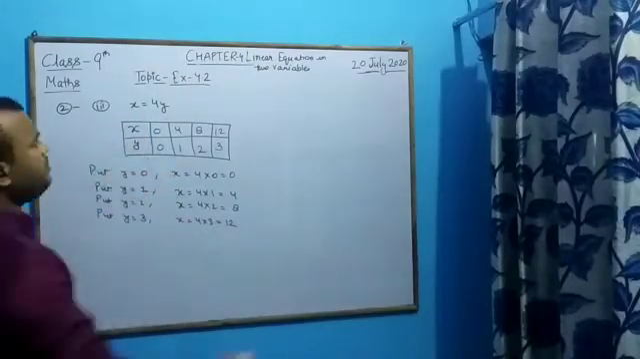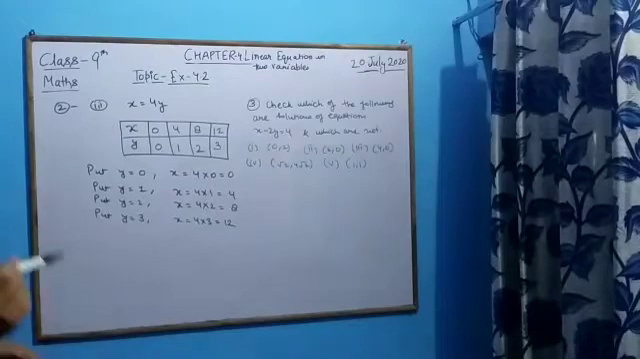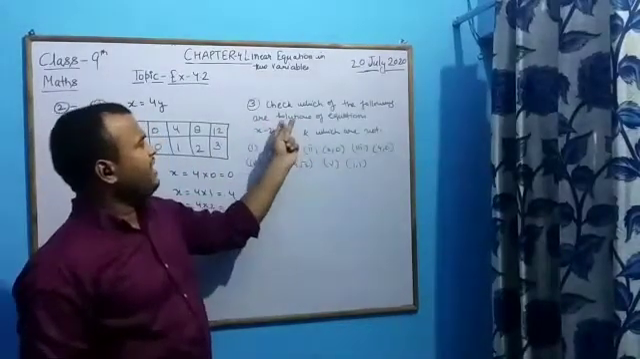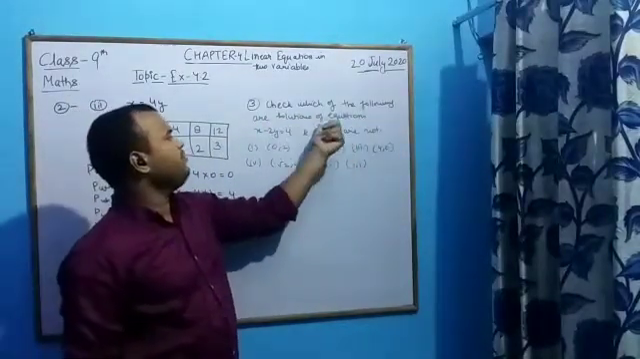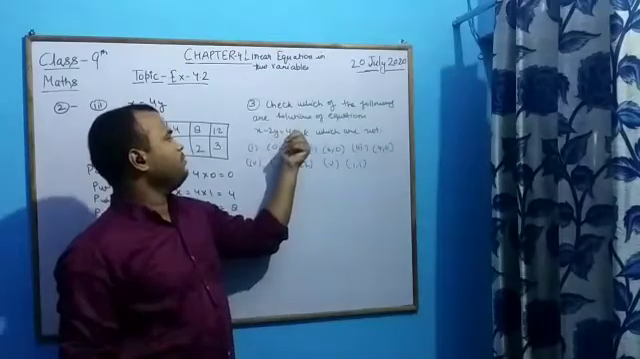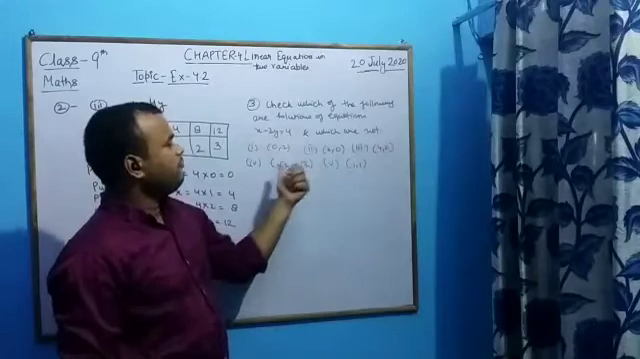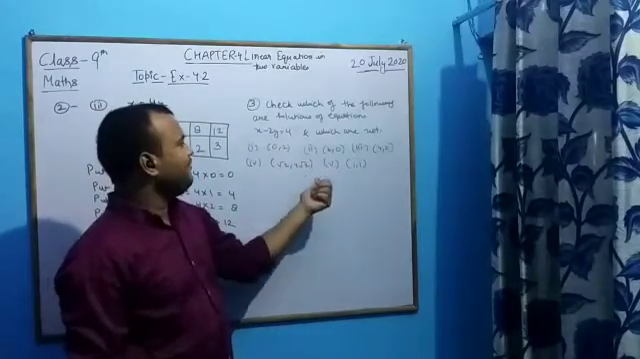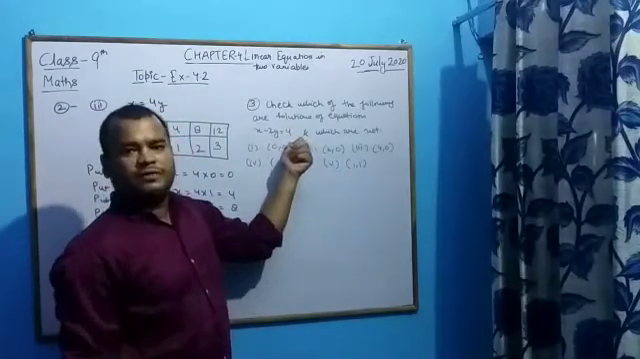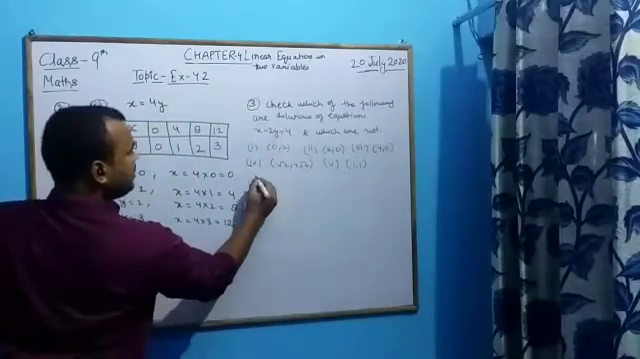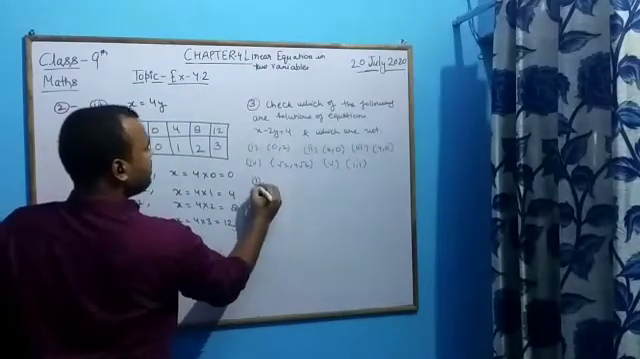Let us see question number 3. Check which of the following are solutions of equation x minus 2y equal to 4 and which are not. Several solutions are given, and we have to find whether they are solutions of the given equation or not. Let us see the first solution given.